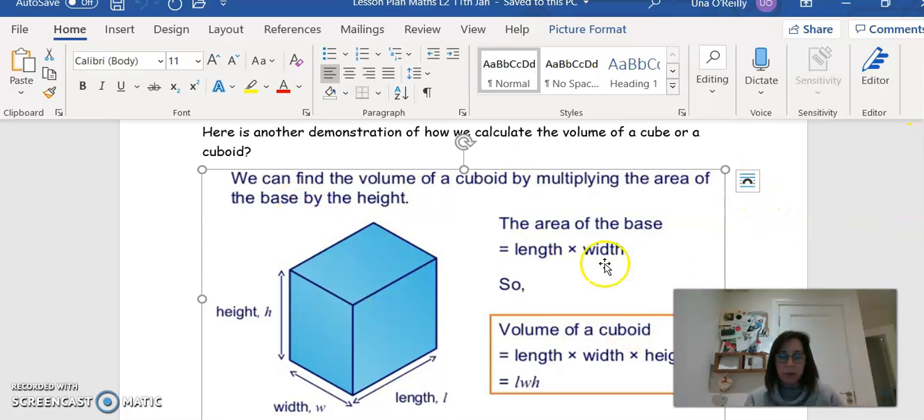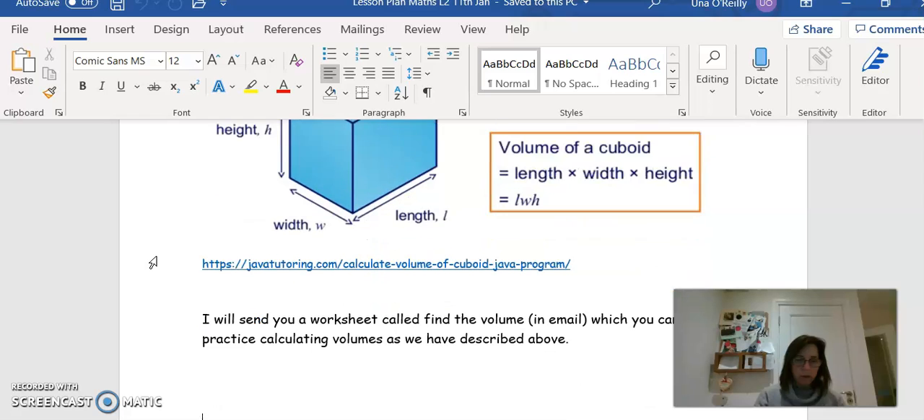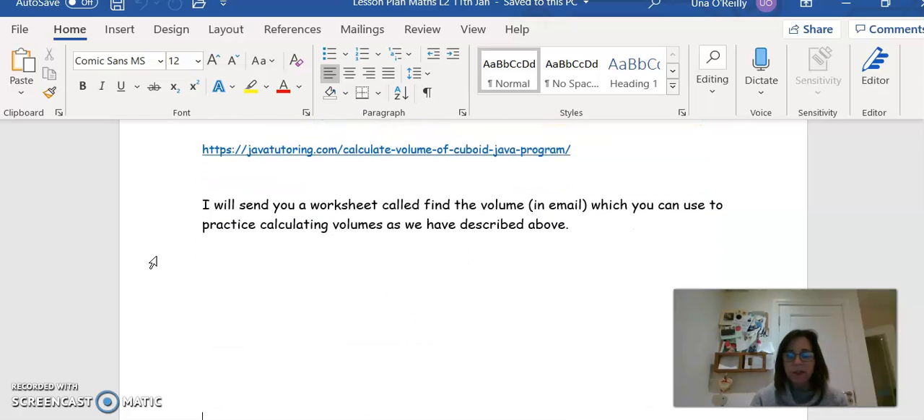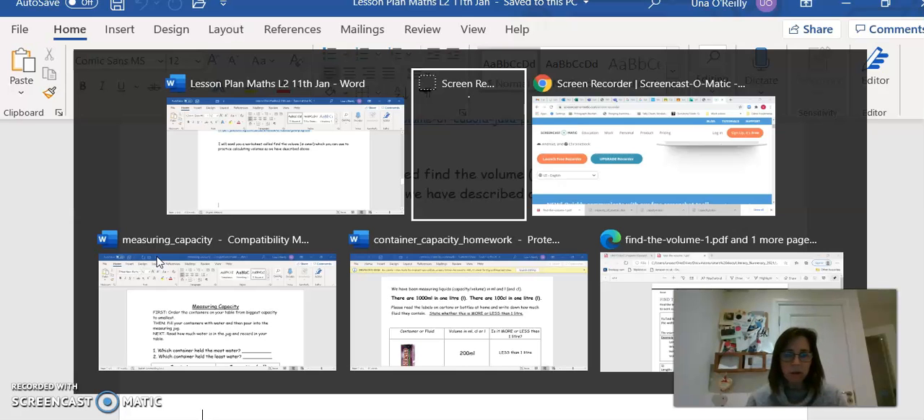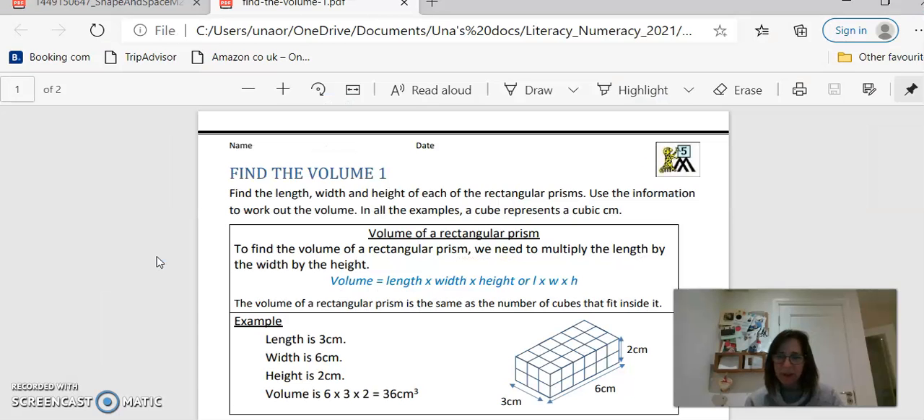All right, so let me move down. There we go. Now, I have sent you the worksheets to practice this, okay? I'll just show it to you briefly. Hopefully it'll let me. Oh, this is one I don't have open. Oh, there it is. Hold on, find the volume, that's the one I want. Okay, so here is the worksheet that's going to let you practice that a little bit.